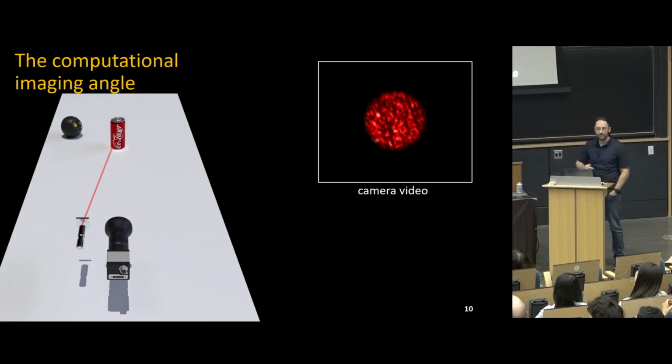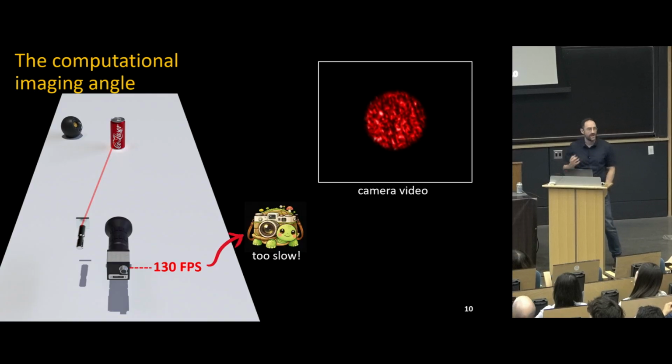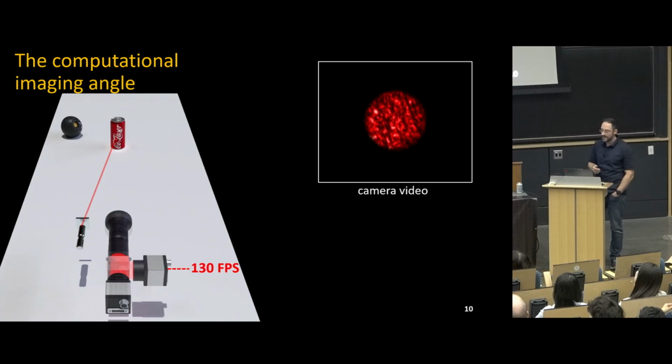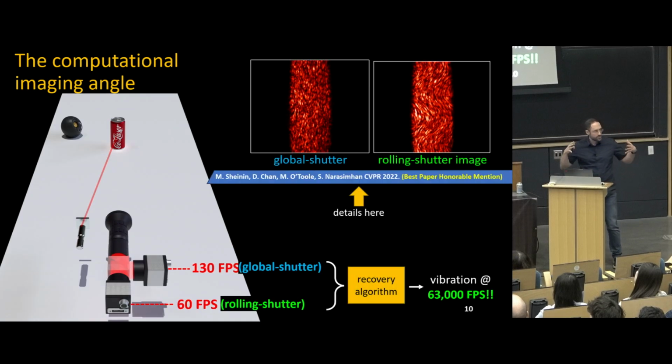But the problem is we want to capture these vibrations, these speckle shifts, at high speeds to do anything meaningful, and the regular camera is simply not fast enough. And that's why our 2022 prototype actually combined video from two slow cameras to compute these vibrations at much higher speeds of up to 63 kilohertz.